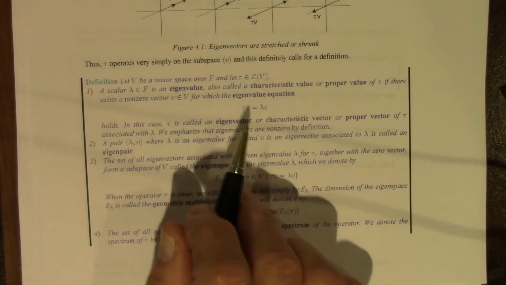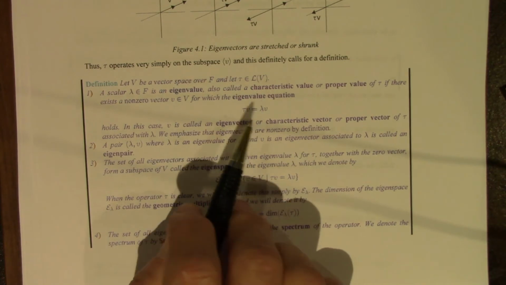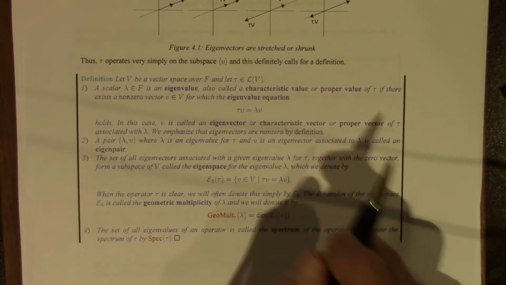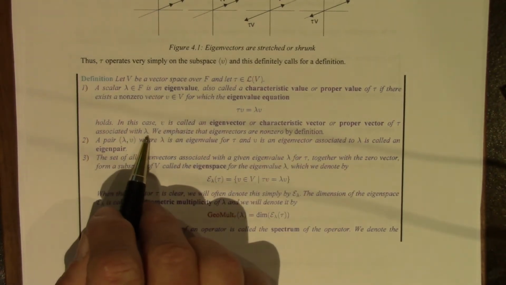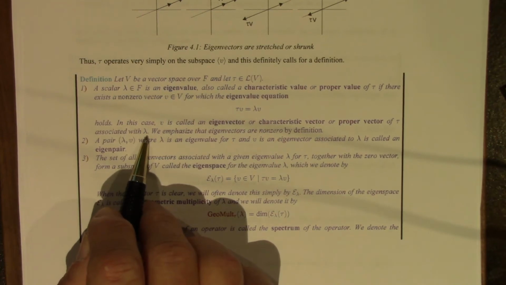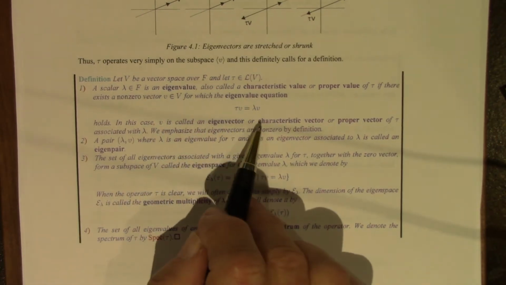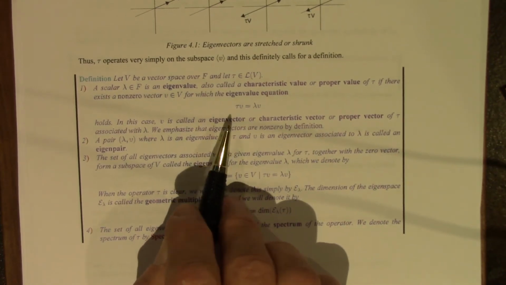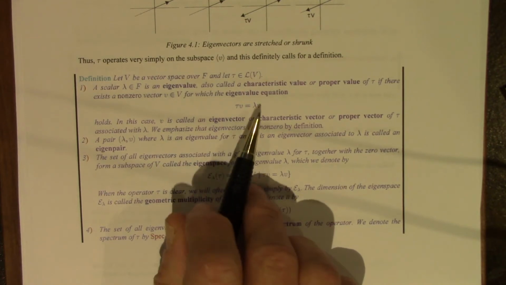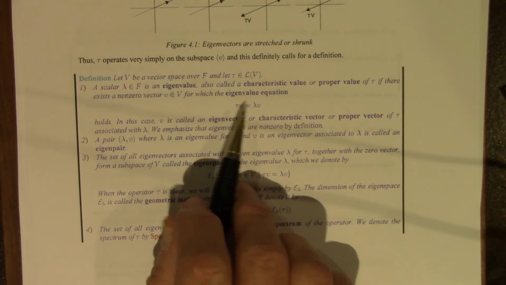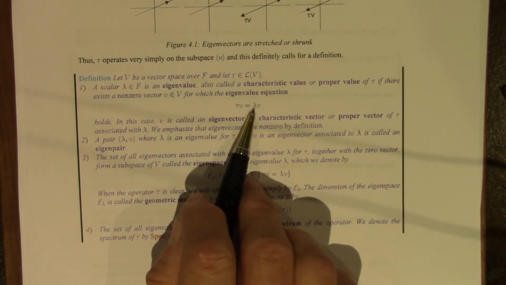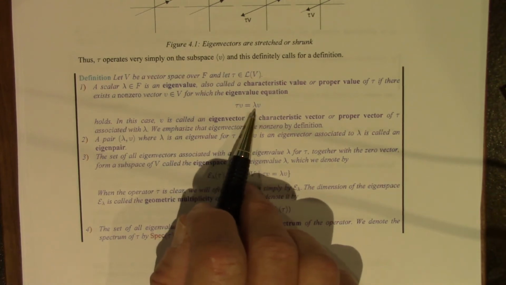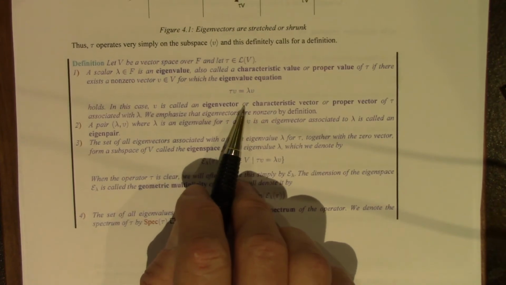And in this case, v is called an eigenvector, or characteristic vector, or proper vector, of the operator tau associated with the eigenvalue lambda. It's important to emphasize eigenvectors must be non-zero by definition. If you allow the zero vector to be an eigenvector, then it would be an eigenvector for every scalar, because this would be zero on both sides, and that's not acceptable. So eigenvectors must be non-zero by definition.